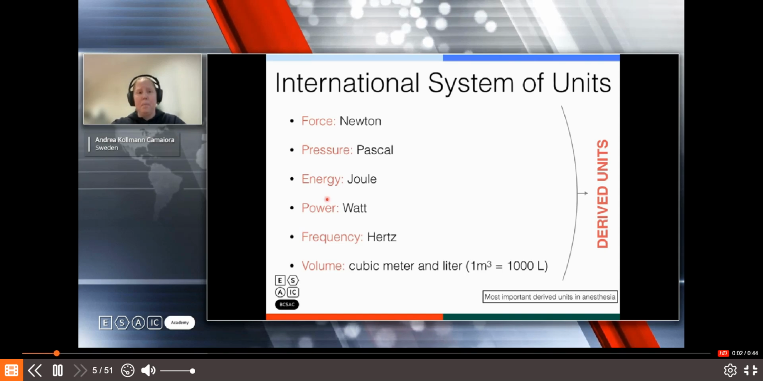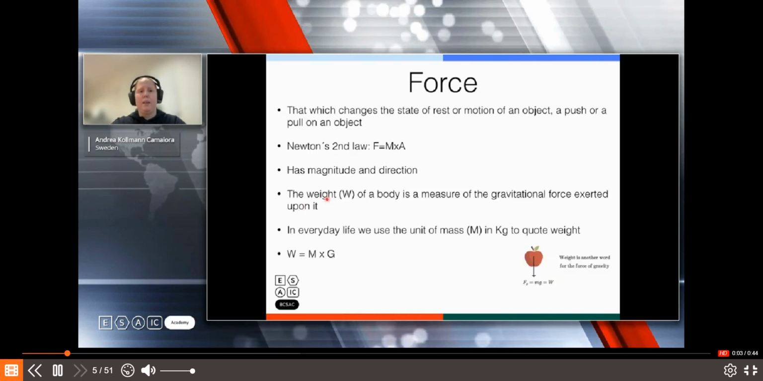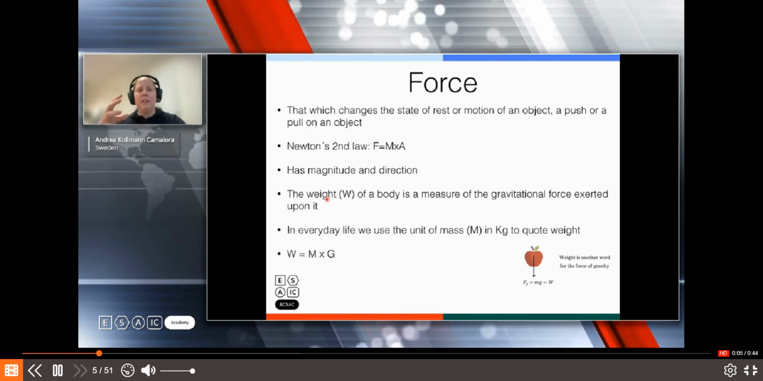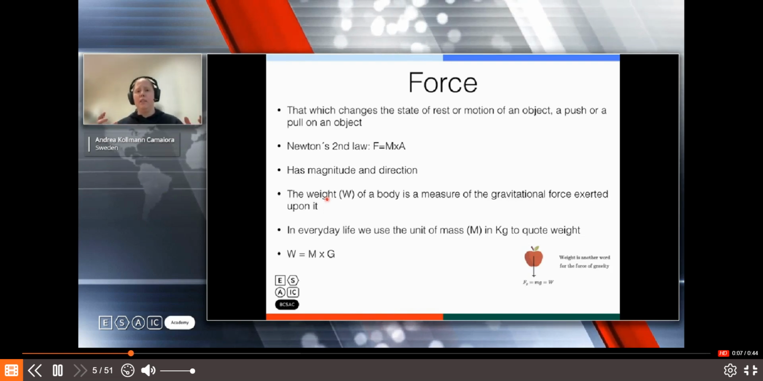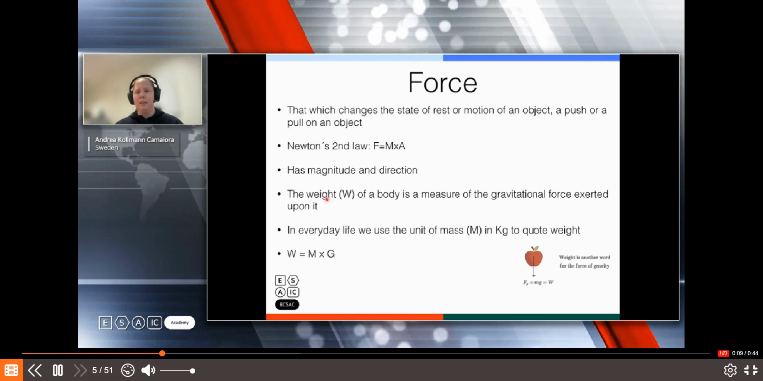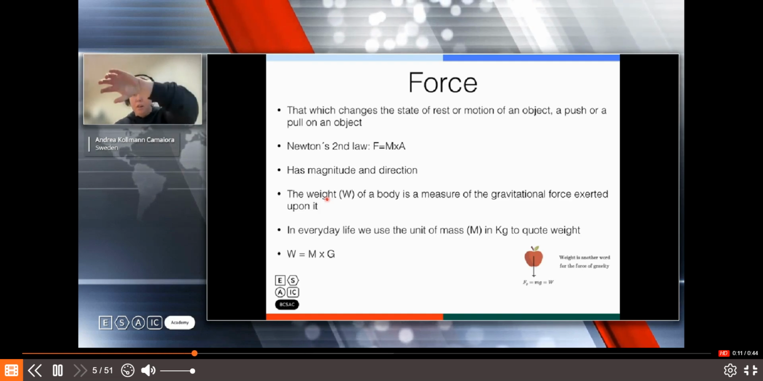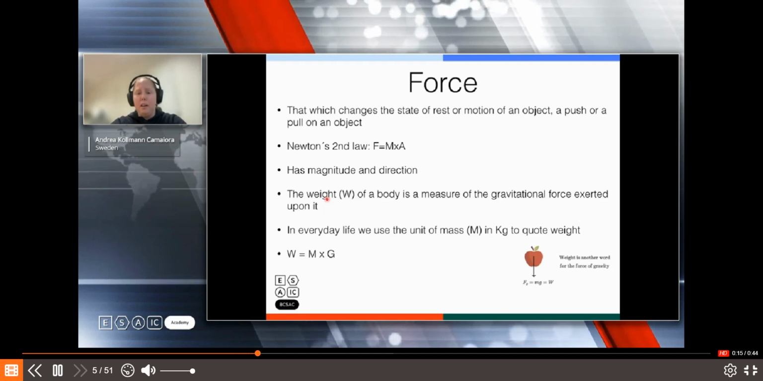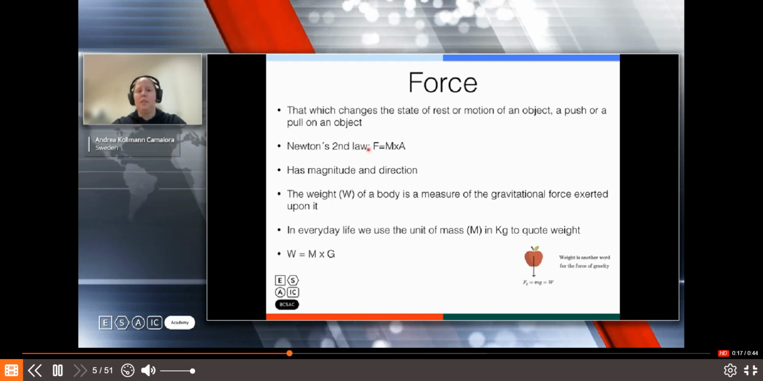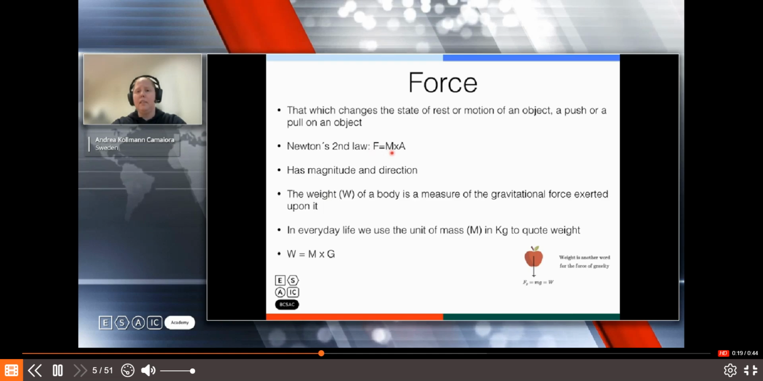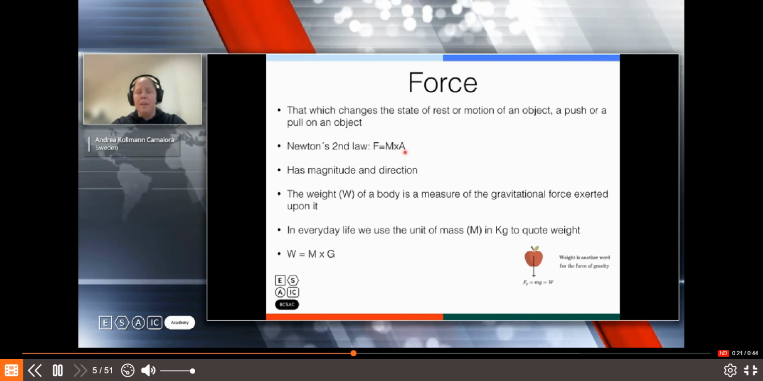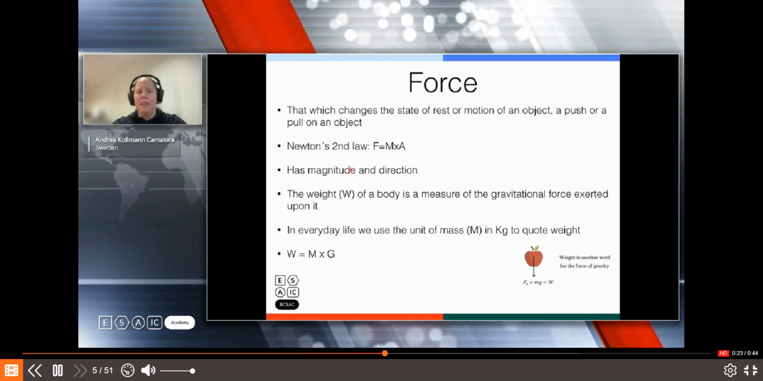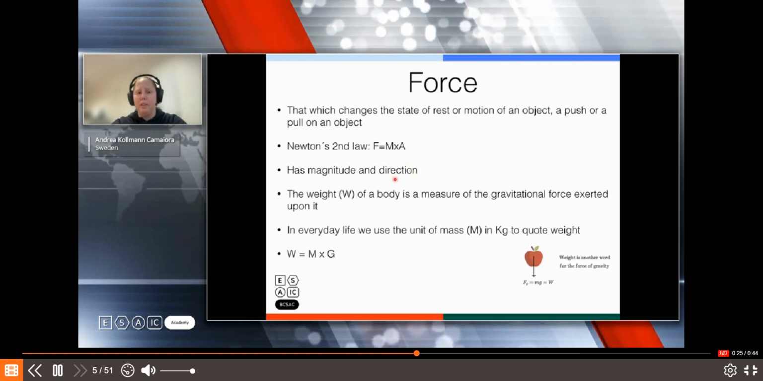Then we go into force. And force is that which changes the state of rest or motion of an object. Well, that means a push or a pull of an object. And it's described in Newton's second law, which states that force is the mass times the acceleration. This means that it has a magnitude and a direction.